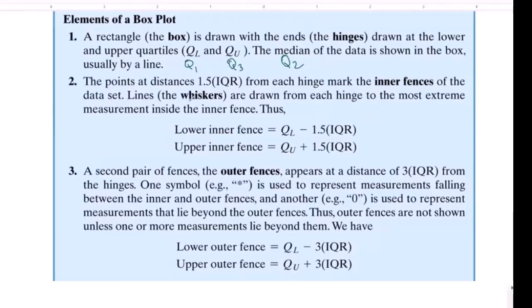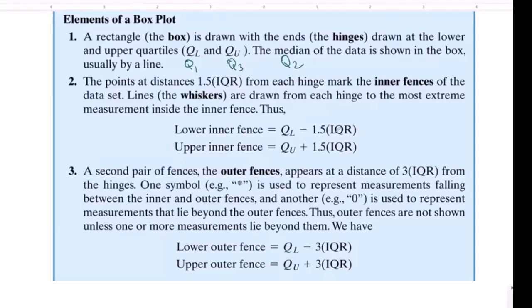The points at distances 1.5 times IQR from each hinge mark the inner fences of the data set. The lines, sometimes we call them the whiskers, are drawn from each hinge to the most extreme measurement inside the inner fence. We have a lower inner fence, Q1 minus 1.5 times IQR, and the upper is Q3 plus 1.5 times IQR. A second pair of fences, the outer fences, appear at a distance of 3 times IQR from the hinges. We haven't really dealt with that.